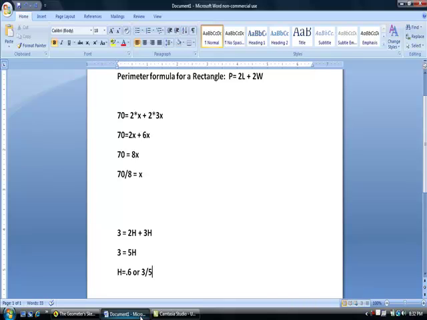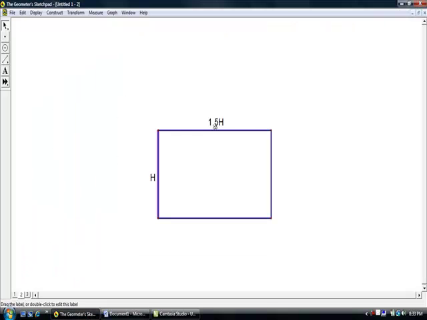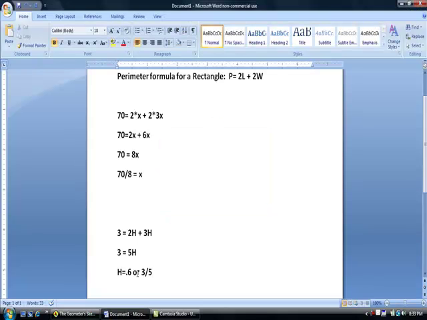Okay, but that's definitely not our answer, because we want to know how long the top part is, and the top was 1.5h. So what we need to do is take this number and multiply it by 1.5, and we get 0.9 meters.